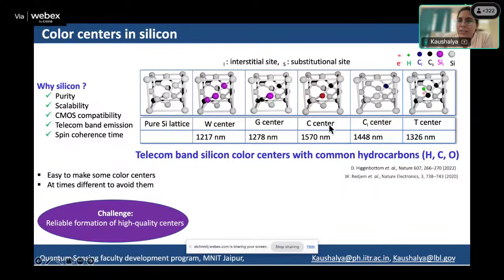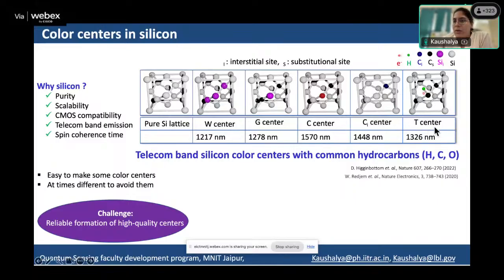Similarly, the C center forms when you simply have one carbon atom connected to one oxygen atom, and that has an emission wavelength of 1570, which is in the C band of the telecom band. Even within the telecom band, the C band is the most desirable. And then a very simple structure-based defect is what we call the CI center. You just introduce a single carbon into the silicon lattice, and this atom in itself is a color center or a qubit.